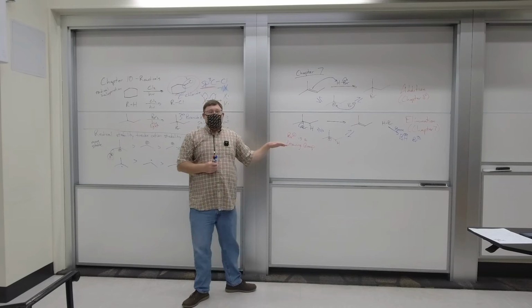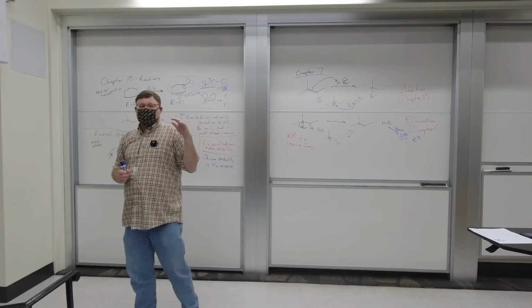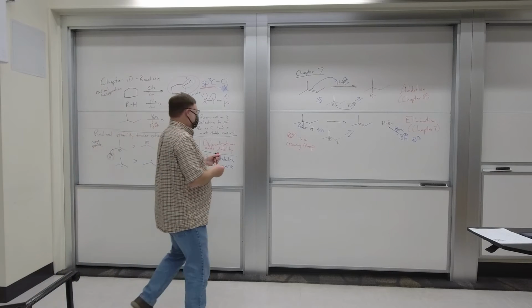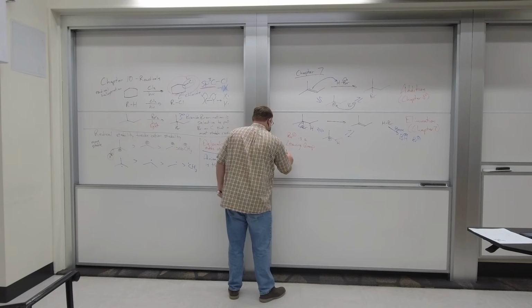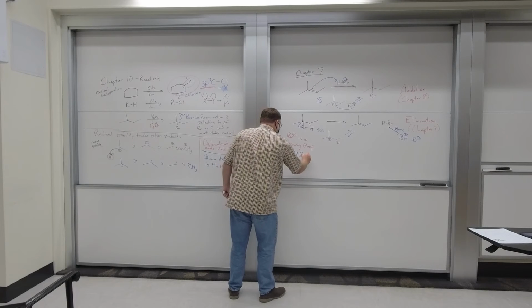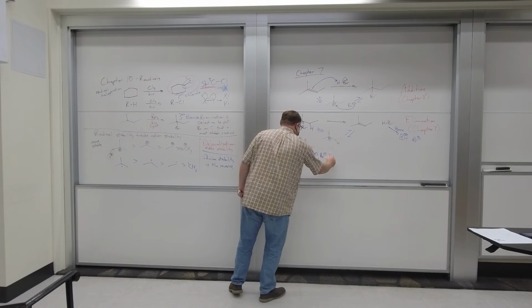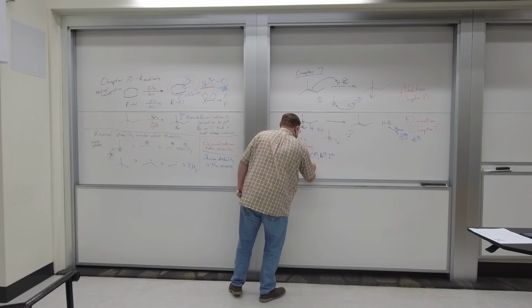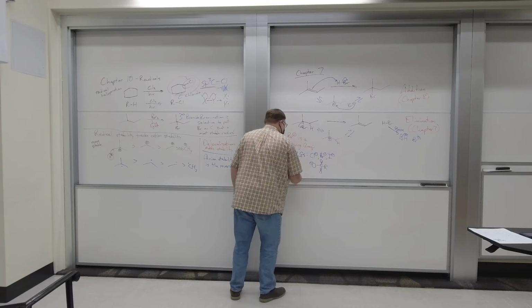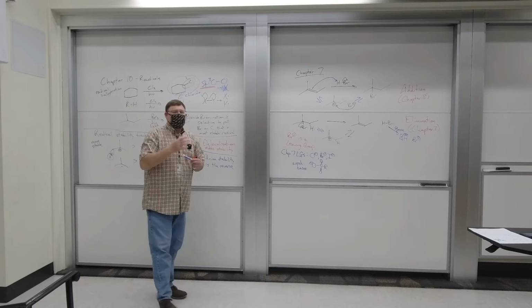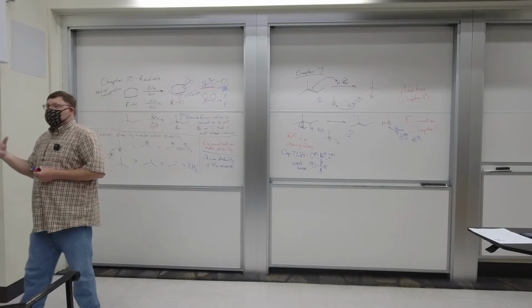Leaving groups, every reaction we see in chapter 7 is going to have a leaving group. Leaving groups in chapter 7 are going to be chlorine minus, bromine minus, iodine minus, and then sulfonate esters. And I'll talk about these more in a bit. These are all going to be weak bases. All right? The leaving group, once it's left, has to be a weak base.